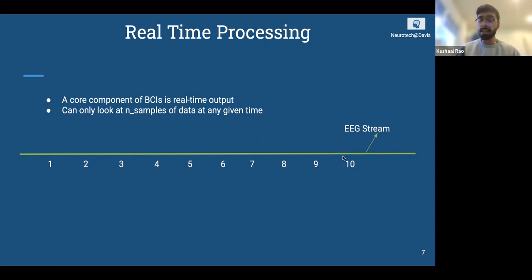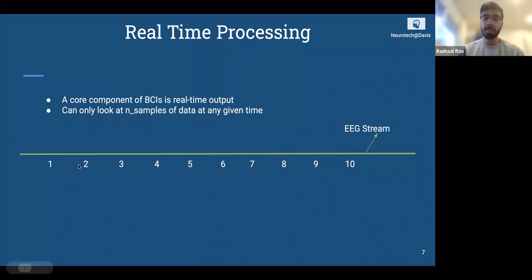Imagine that the line is an EEG stream. So you're wearing a Muse headband or any sort of EEG device. You have electrodes connected to your scalp. You are capturing electrical activity. You are sending that electrical activity over via Bluetooth to your computer. And you're getting a continuous stream of data in real time. So let's say we start at point 1.